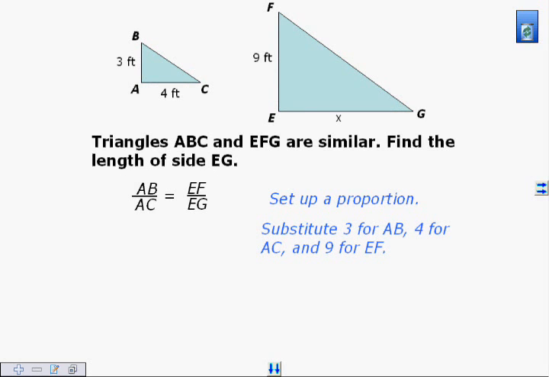Now I'm going to substitute. I'm going to substitute 3 for AB because that's the length of the side. I'm going to substitute 4 for AC because that's the length of that side. I'm going to substitute 9 for EF because that's the length of that side. And then, of course, you have X for EG because that's our missing side.